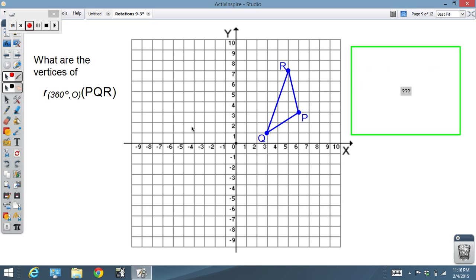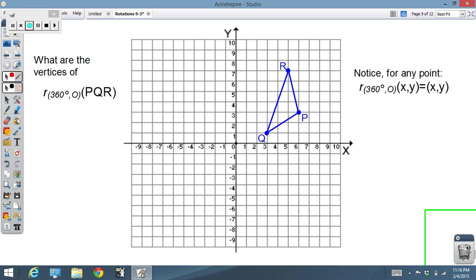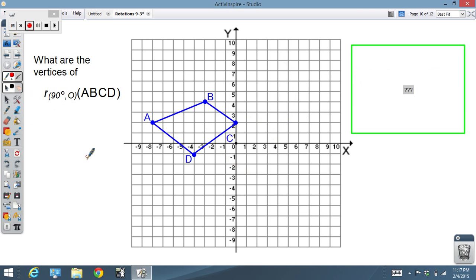Finally, a 360 degree rotation, well, it's just going to end up going all the way around the 360 degree circle and end up right back where we started. So it's going to turn out to be exactly the same as it started. The P prime, Q prime, R prime are exactly where P, Q, and R are. All right, so here are a couple to try yourself. Pause, give it a shot, answer coming now.